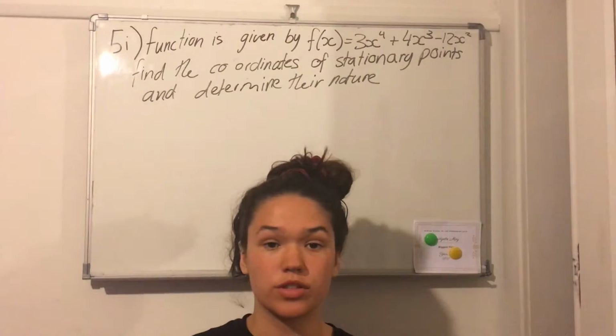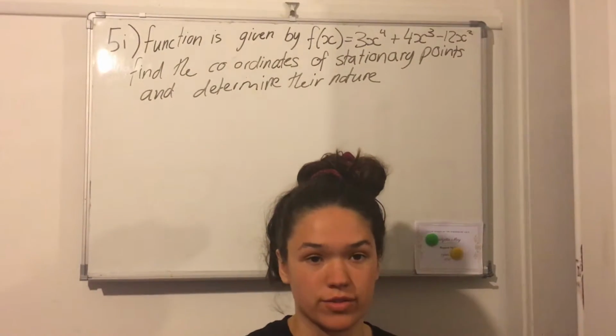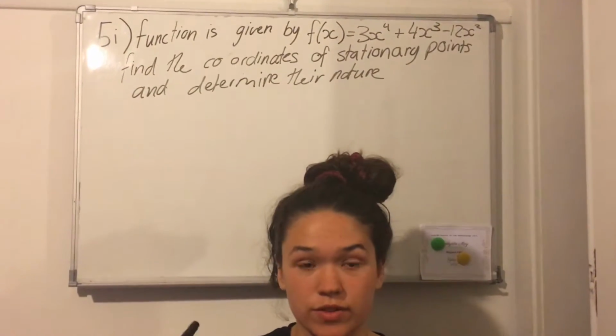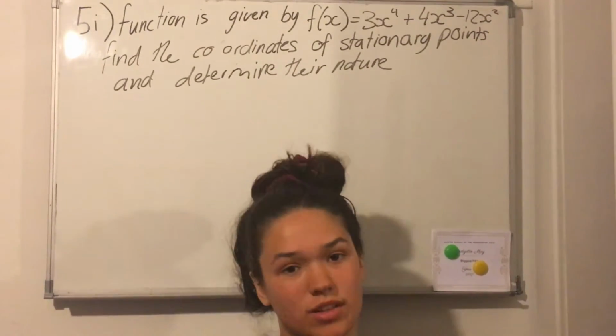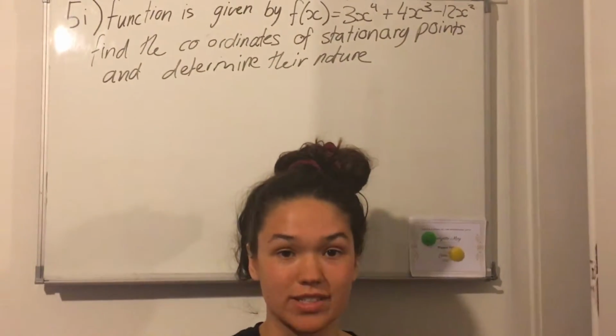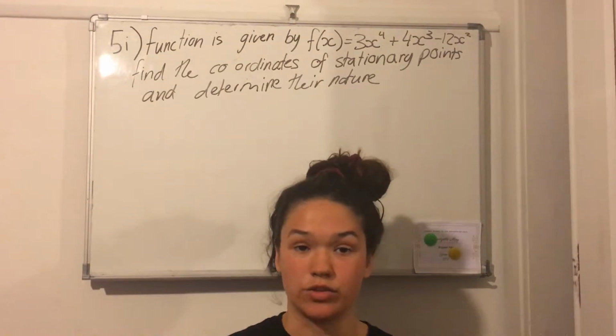The question wants you to find and determine the nature of stationary points. To do this, I'm going to be using the first derivative. You can use the second derivative to find stationary points and determine their nature, and sometimes it's easier to, but today I'm using the first derivative. The first derivative tells us about gradient. It gives us an equation for the gradient of whatever line you derive.